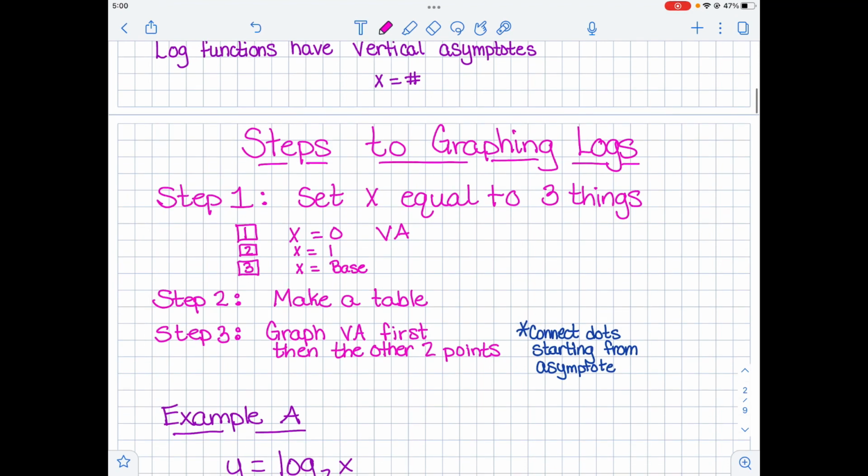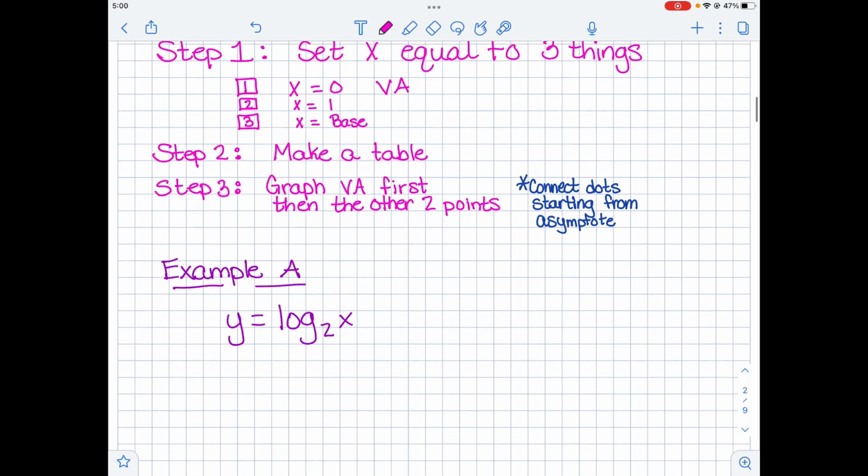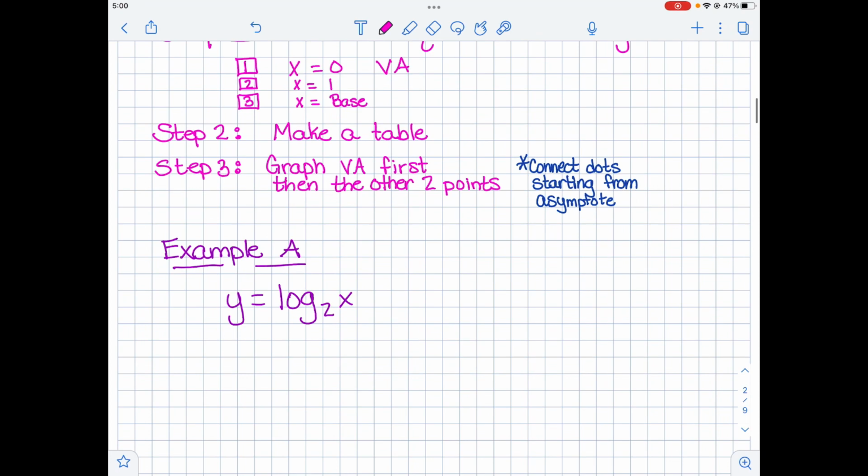So we're going to do an example together. So this is our first example. The first thing that we're going to do is set our x equal to those 3 things. So x is going to be equal to 0. X is going to be equal to 1. And then x is going to be equal to our base for our problem. So in this case, 2.